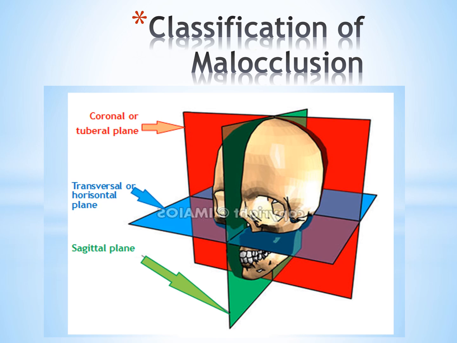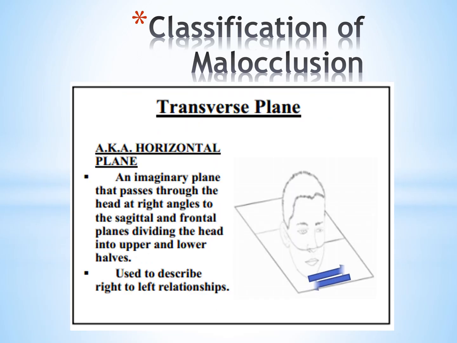And next plane, transversal or horizontal plane. The transverse plane, aka horizontal plane, is an imaginary plane that passes through the head at right angles to the sagittal and frontal planes, dividing the head into upper and lower halves. It is used to describe right to left relationships.